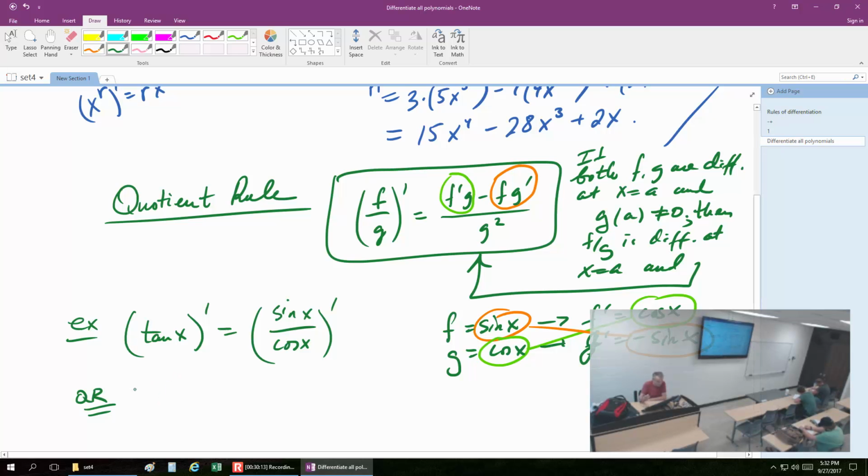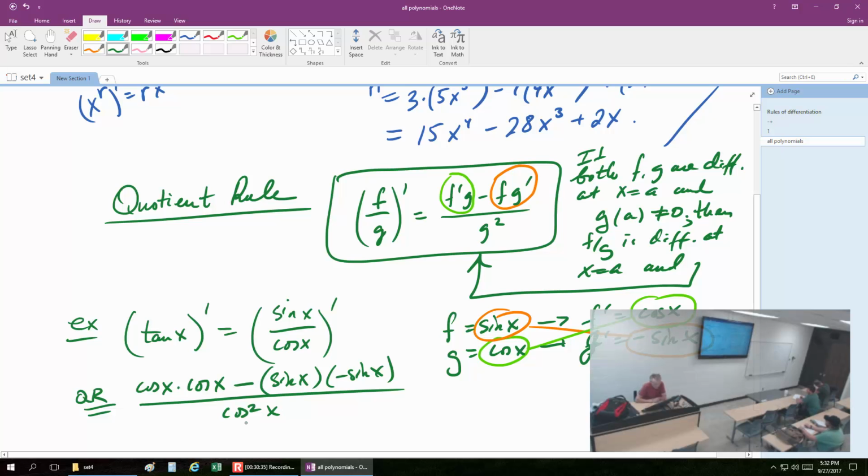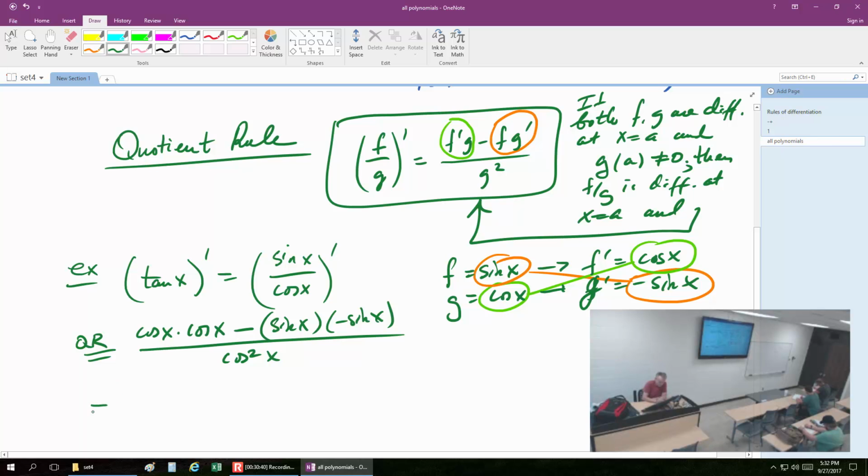Okay, so that's uncomplicated. The order matters, right? In the product rule, it doesn't matter which one comes first. Here, it does matter, so it will be cosine x times cosine x minus sine x times negative sine x. The denominator is cosine squared x. Okay? Let's simplify. So it will be cosine squared x plus sine squared x over cosine squared x.